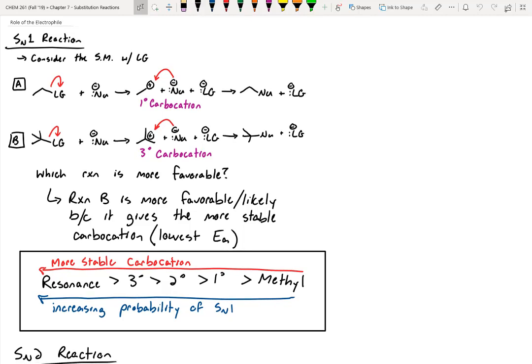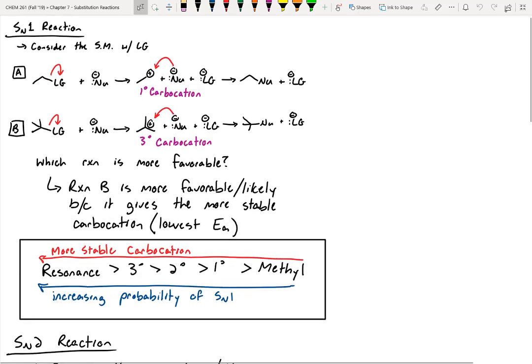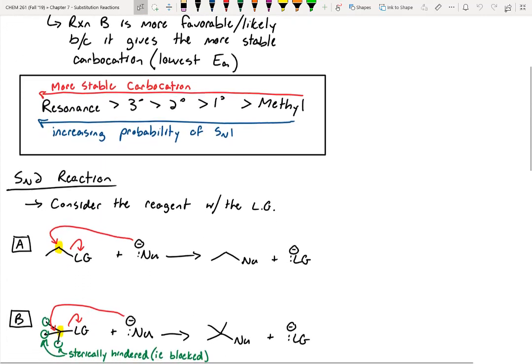All right, so yesterday we talked about the SN1 reaction versus the SN2 reaction. We said in the SN1 reaction, we go through a carbocation intermediate. So the main thing we have to look at is whether or not we're forming a stable carbocation. If we have a resonance stabilized carbocation or tertiary, that's really good. If we have a primary or methyl carbocation, that's bad, right? So we can use that to determine the probability of an SN1 reaction.